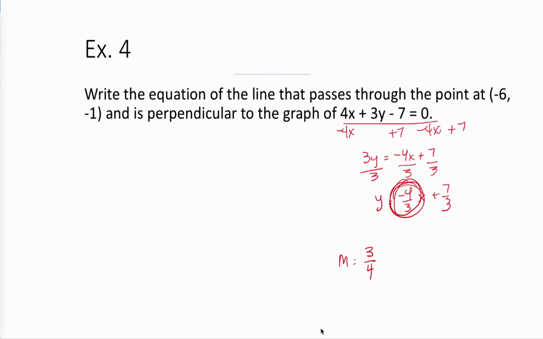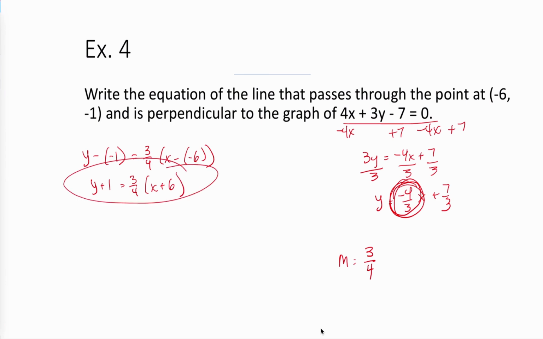And then we can use our equation, point slope form, to give us the equation of the line. And more properly, this should be y plus 1 equals 3/4 (x plus 6), because when we subtract a negative, we get a positive. And then we could put it into slope-intercept form if we wanted.